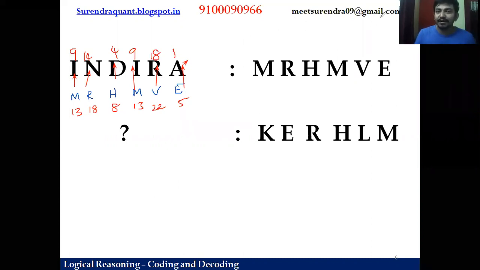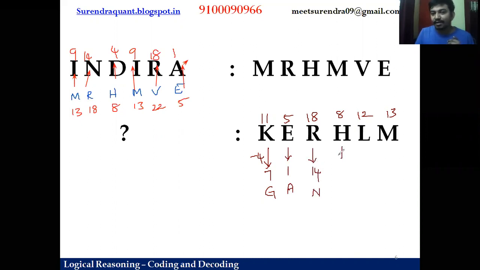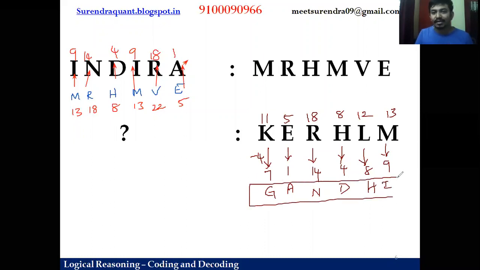So if you do the same thing here, the best thing is first give the numbering. So this is 11, this is 5, this is 18, this is 8, L 12, M is 13. So now you have to go 4 letters before, right? So 4 letters before is -4. If I do, that is seventh letter is G. 4 letters before, first letter is A. 4 letters before, 14th letter is N. 4 letters before, 4th letter is D. 4 letters before, 8th letter is H. 4 letters before, 9th letter is I. So the word is Gandhi.